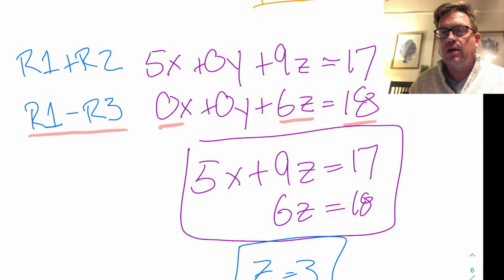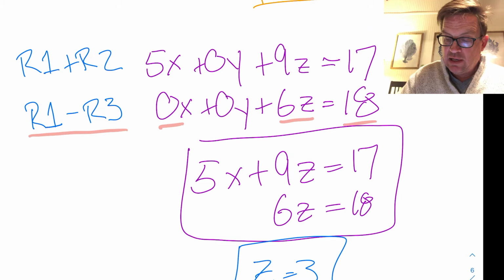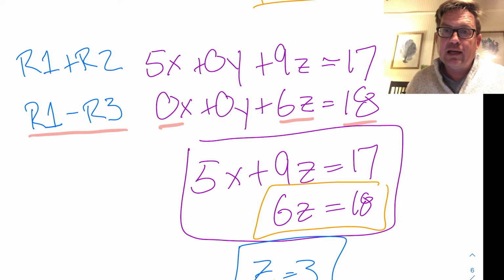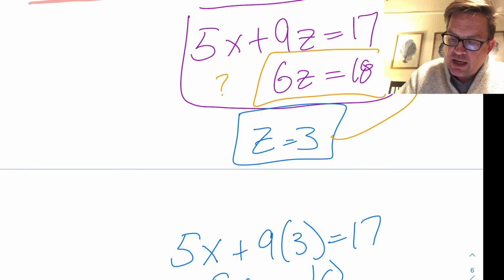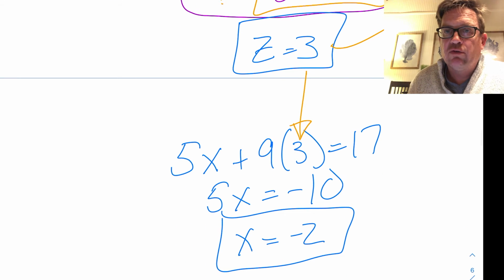I can solve by what we've done before, either substitution or elimination. Just because I did elimination at the first step doesn't mean the second step I have to do elimination again. In this case, though, I get a little lucky. There's no x in the second equation, so I don't have to worry about that. This is just 6z equals 18, so z equals 3. Once I get z equals 3, I can plug that back into the previous equation, like here, and solve, and x equals minus 2.